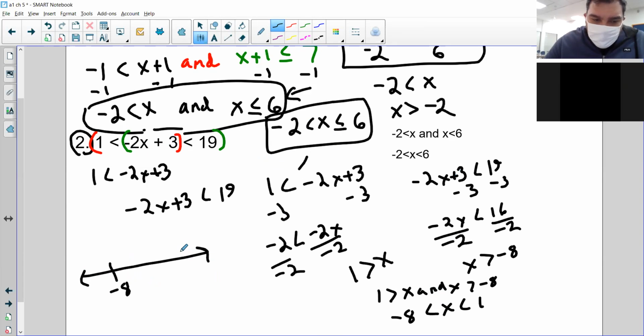So we have negative 8. We have 1. Once you graph it, you should notice negative 8 is smaller than x, which means x is bigger. And then x is smaller than 1, so x is smaller. So it should overlap here.